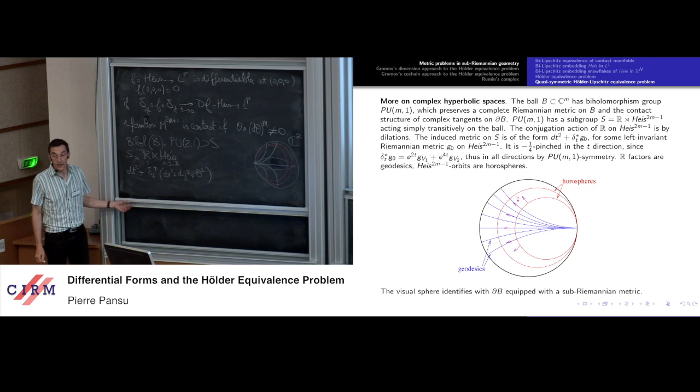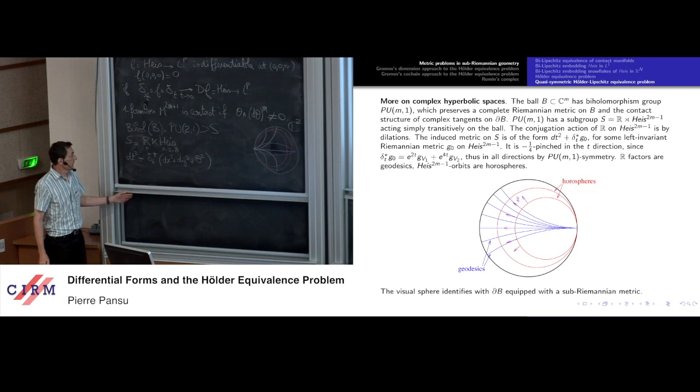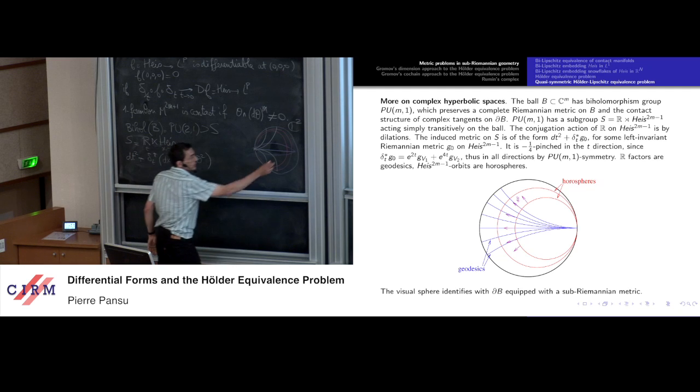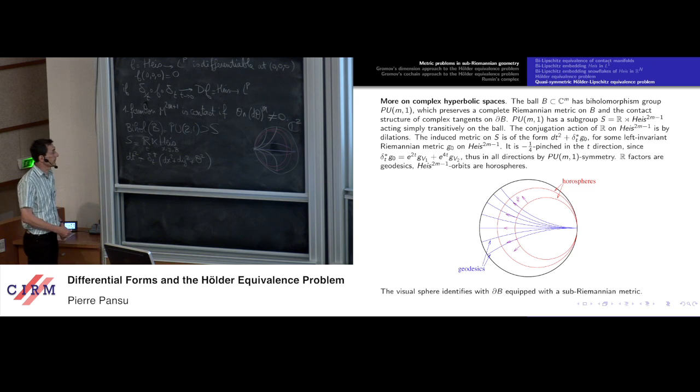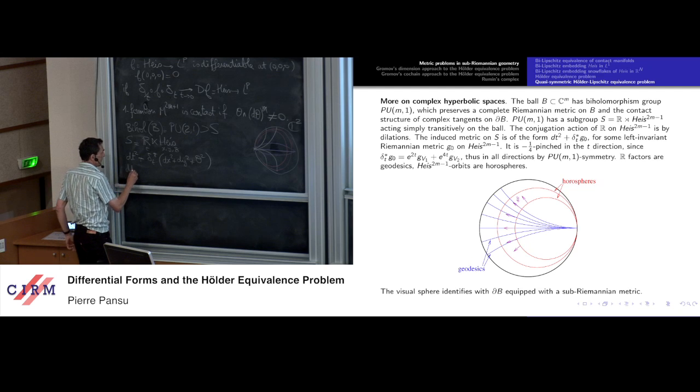So now, dt squared alone exactly means that these hypersurfaces are equidistant. And now the delta t comes because in this semi-direct product, R acts on Heisenberg by automorphisms, and that's exactly the dilations delta t. Let me expand this.